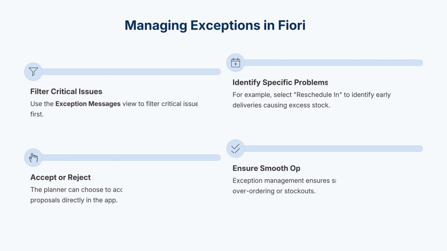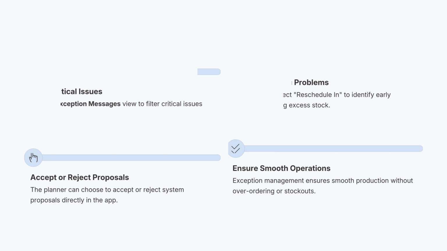Managing exceptions in Fiori. Within Fiori, exception management is simplified. You can filter exception messages by type and criticality, focusing first on red-coded alerts. For example, early deliveries can cause excess inventory, while late deliveries risk production stoppages. Planners can either accept system recommendations or override them based on business judgment.